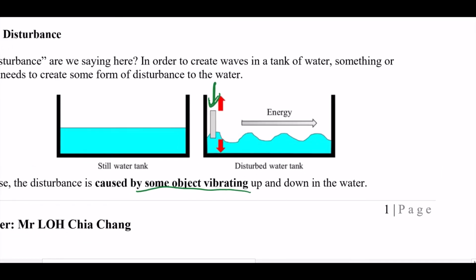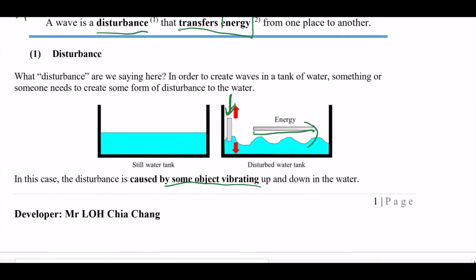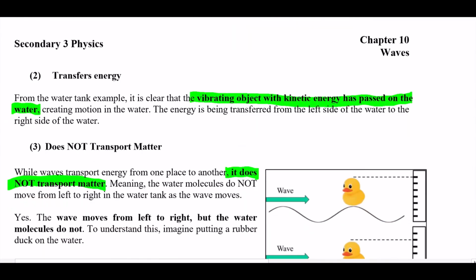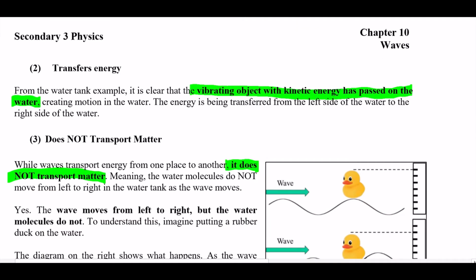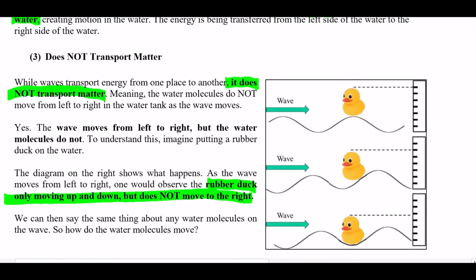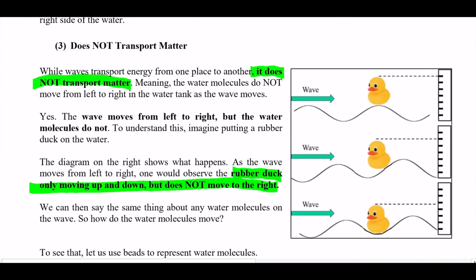And you can see that the kinetic energy that's transferred to the waves is being transported in this direction, which is the direction of where the wave is going, to the right hand side. So this vibrating object has passed on the kinetic energy onto the water, creating this motion. The water now starts to move in the form of a wave. So you can see that kinetic energy has been transferred. This part is clear. But a wave does not transport matter.